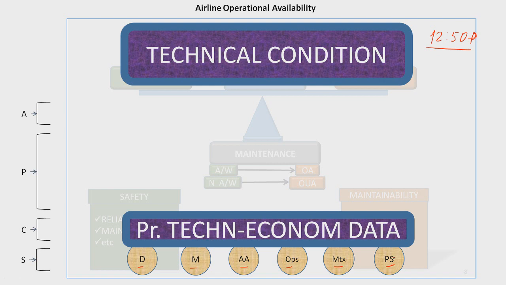Okay, what we need from these sources, what we need from these foundation items? Actually, we are looking for C, which is collection. So we're collecting the next information: product technical characteristics and product economical characteristics. I put here product technical economical data.